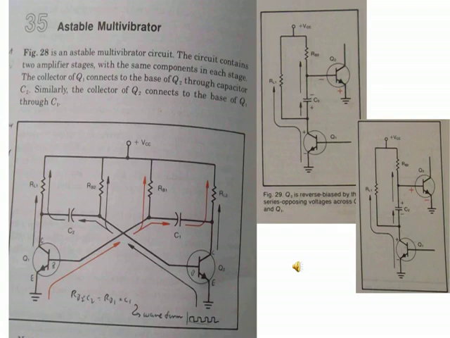By making this alternate conduction of the current, it produces a waveform. This is the waveform. It will be produced alternately. So this is the operation of the multi-vibrator circuit.